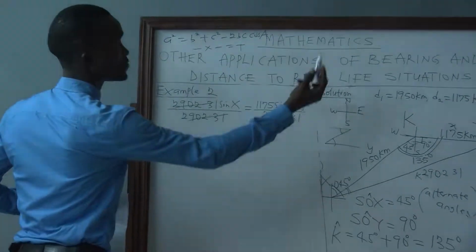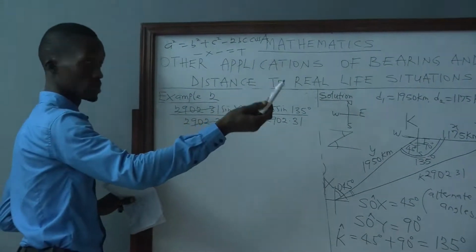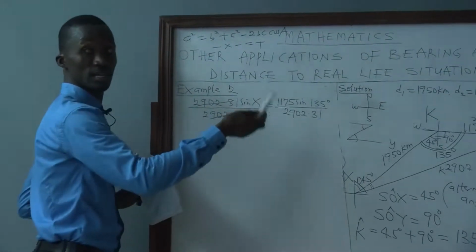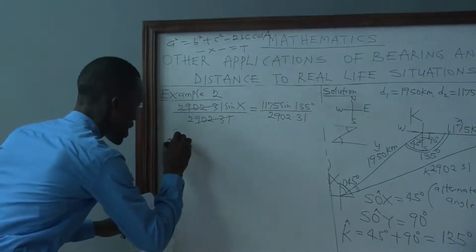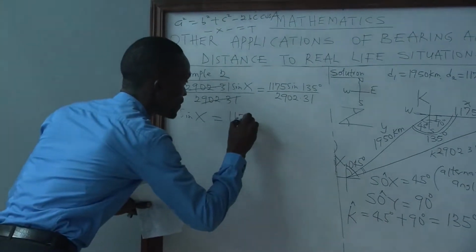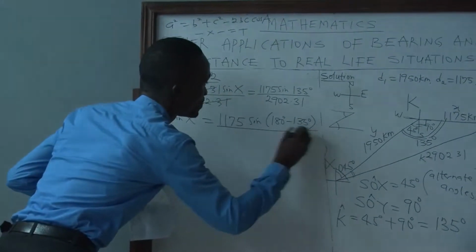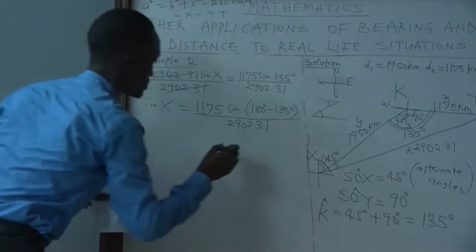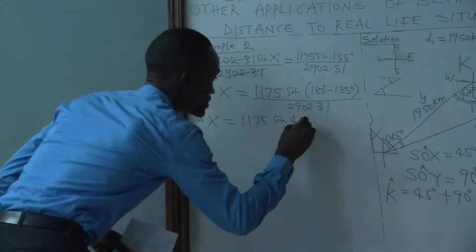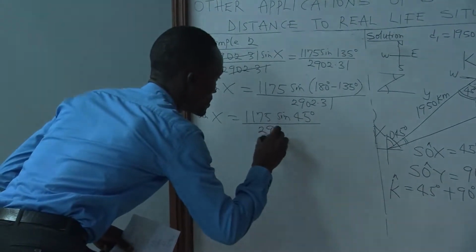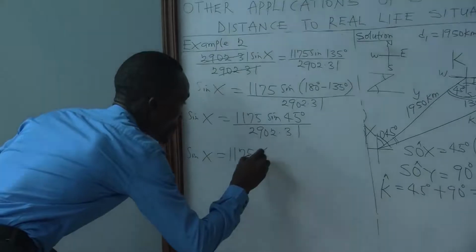So from here, for us to be able to use fourth figure table, we need to express this 135 degree as an angle from the first quadrant. And this 135, as I've said earlier, is from second quadrant. And from second quadrant, it is the only sine that is positive. So this one will still remain positive. The sign will not change. So we have sine X to be 1175 sine 180 degree minus 135 degree divided by 2902.31. So we have sine X to be 1175 sine 45 degree divided by 2902.31.